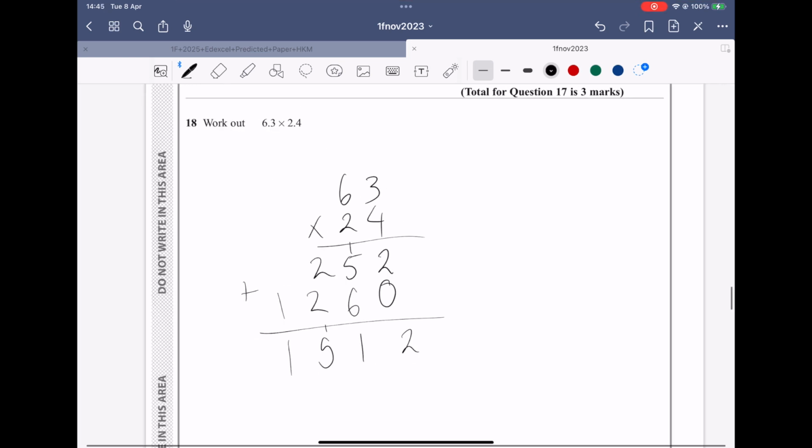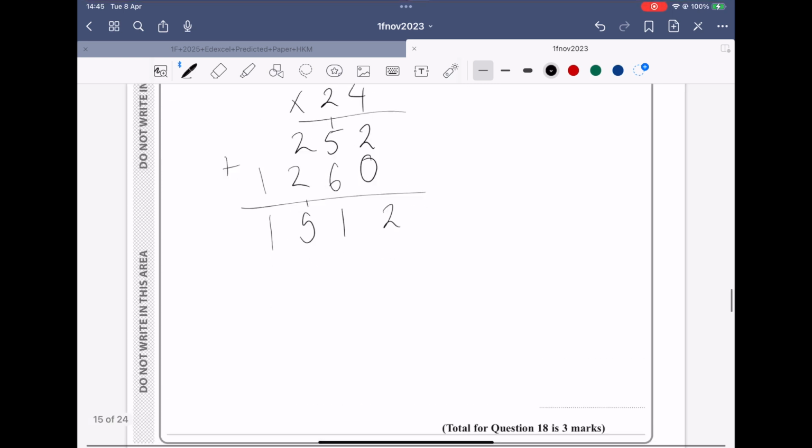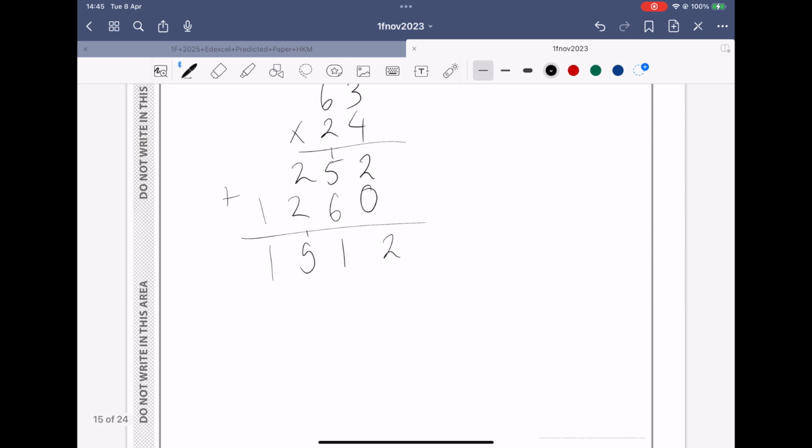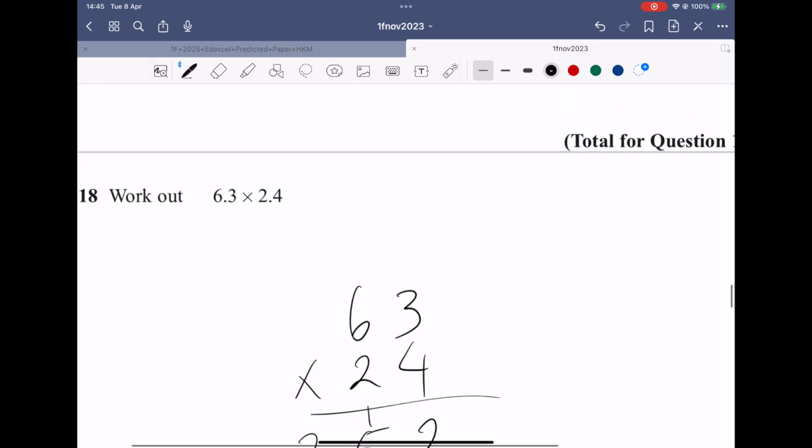1512. You will get 2 out of 3 marks for just getting that number. Ideal world we want all 3, but that's bare minimum, get 2 out of 3 there. Now, this is where I want you to work out where to put the decimal point. I want you to think with your brains, use some logic.